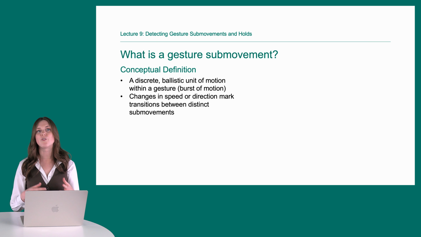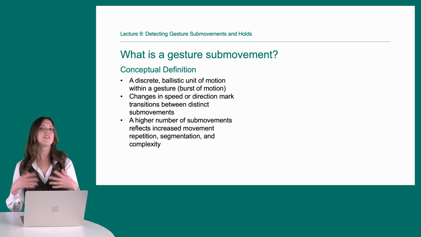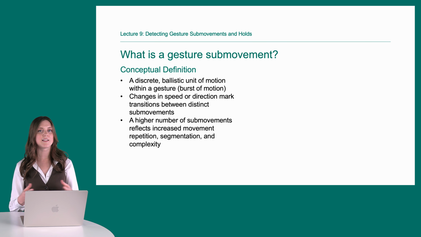Changes in speed or direction mark transitions between distinct submovements. And the number of submovements within a given gesture can be an indication of how much movement repetition there is, how clearly segmented a signal is, or how complex it is.